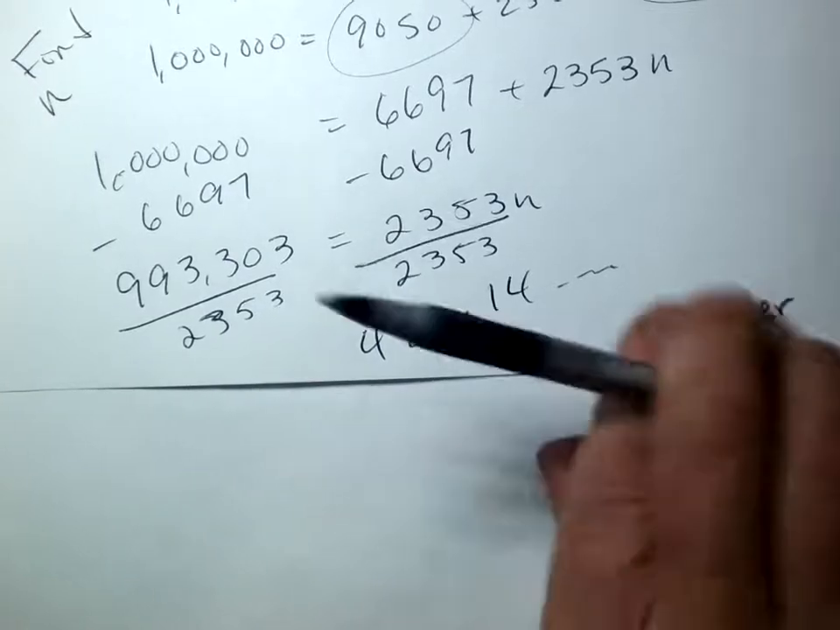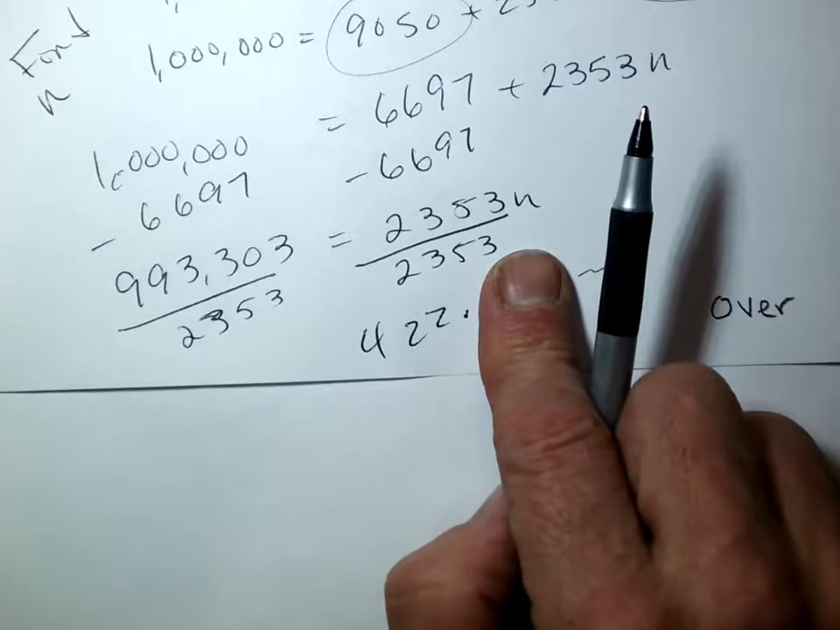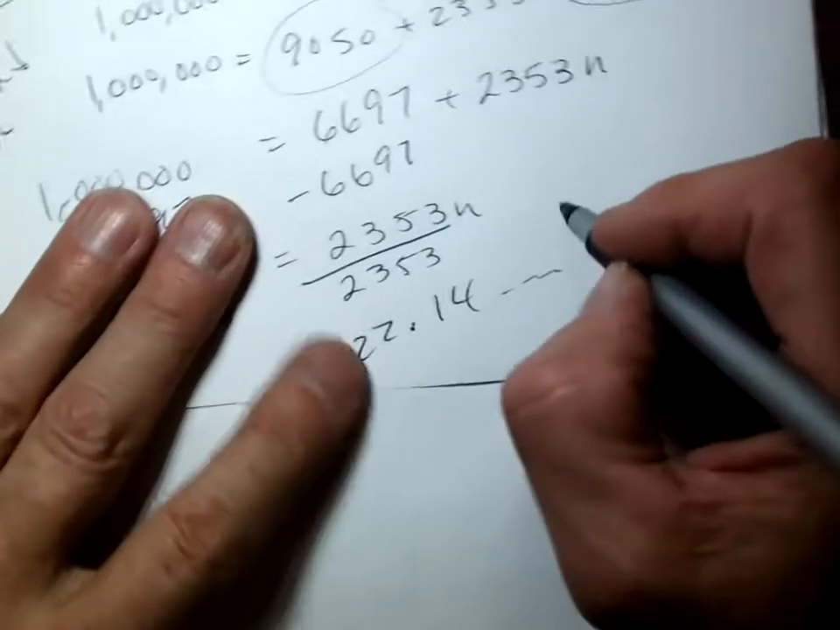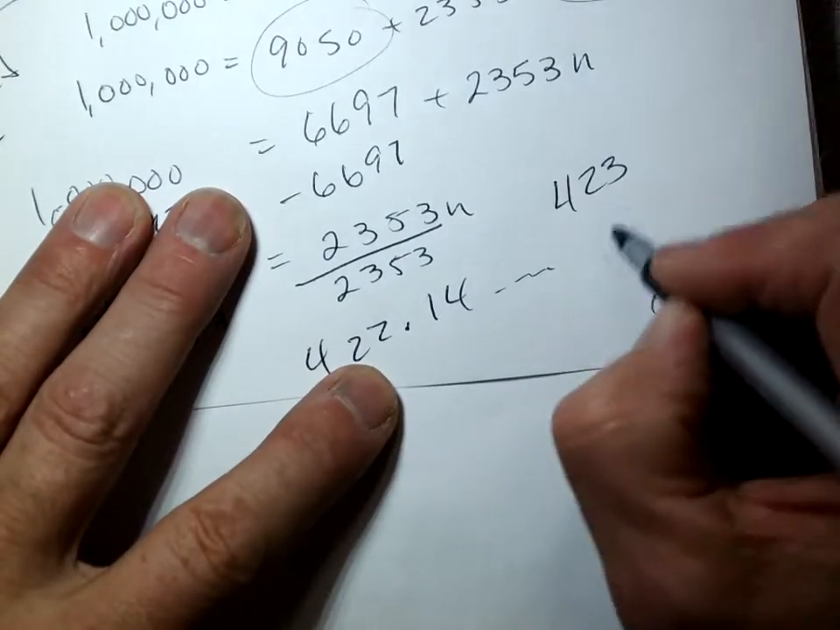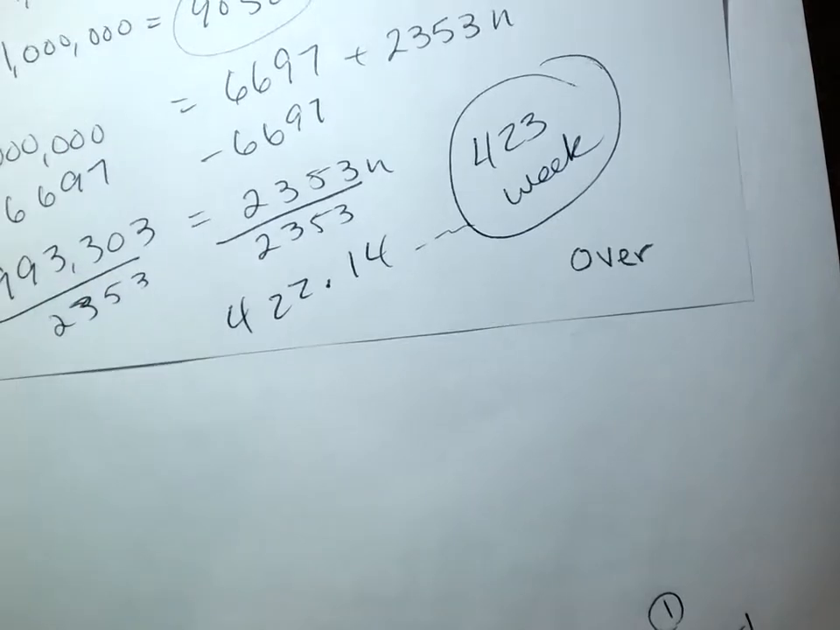Because if it were plain old 422, we'd be really close to 1 million that week, but we wouldn't exactly be there, so really we'd round it up to 423. So that week, which is obviously many years down the road, for them to make that much money, right? They're not doing that well. It'd be 8.1 years in the future.